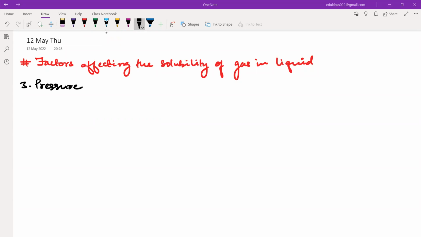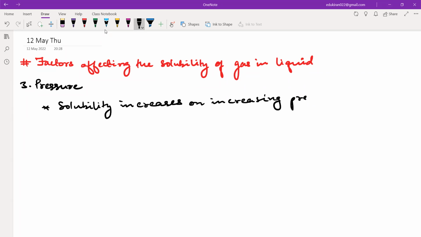Okay. So we were learning about pressure, right? We were learning about pressure, and in pressure, we saw that on increasing pressure, solubility increases. Okay. Now, I want all of you to listen here very carefully.